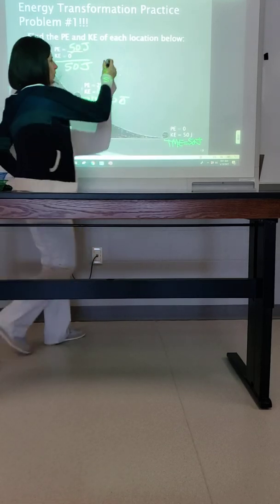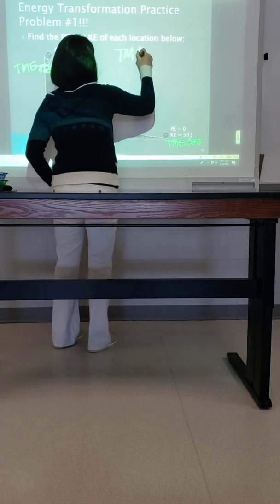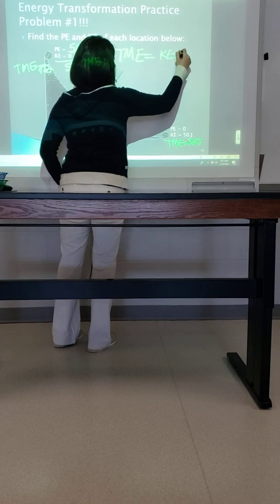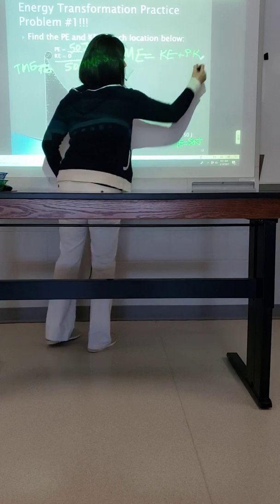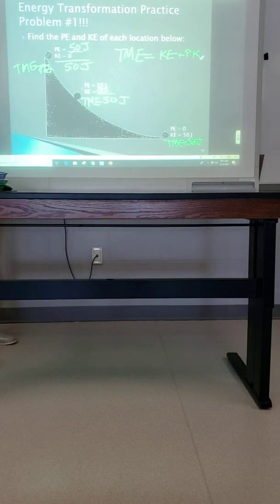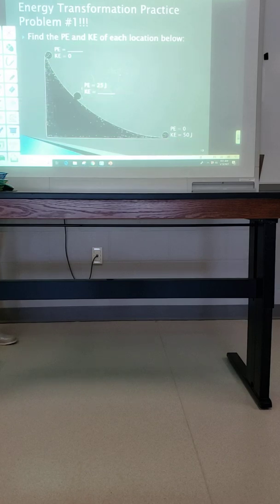So the actual equation is total mechanical energy equals KE plus PE. And so you can either use algebra and solve that, or you can think about it logically. This one's probably easy enough. Most of you were doing it mentally. But you don't have to. You can use that equation.